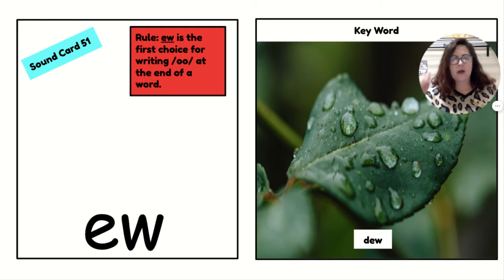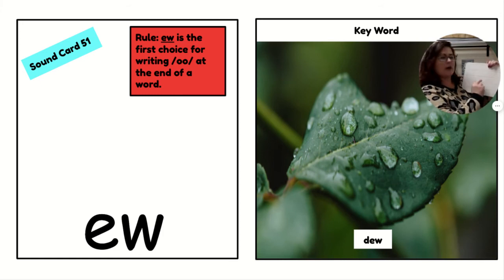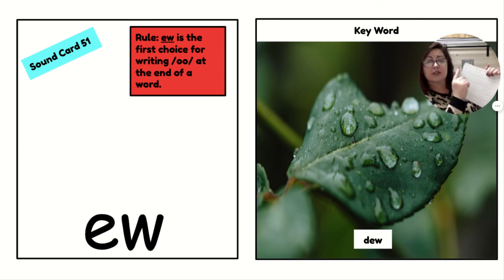Okay. Now I want you to trace EW. And if you can say it all at once, trace EW. Oo is the first choice for oo at the end of a word. Okay, so let's just condense that. EW, oo at the end of a word. Now it's the first choice because eventually there are other choices, but you always try this one first.